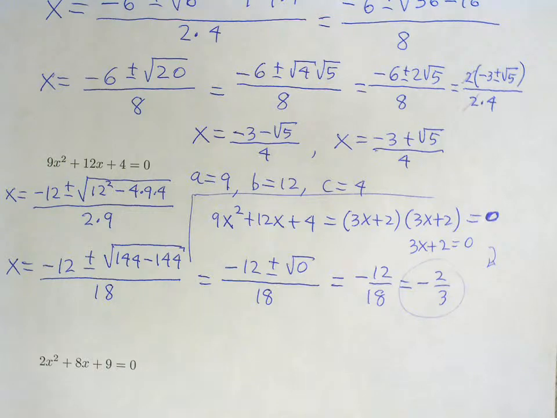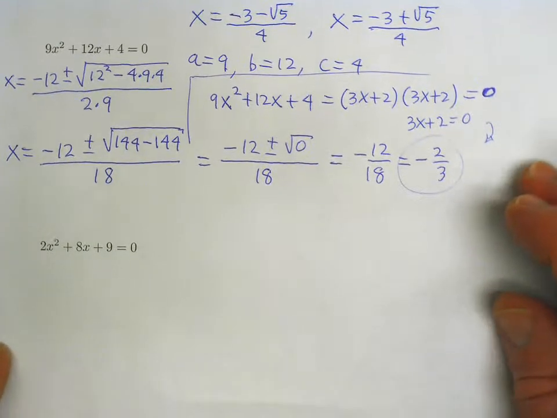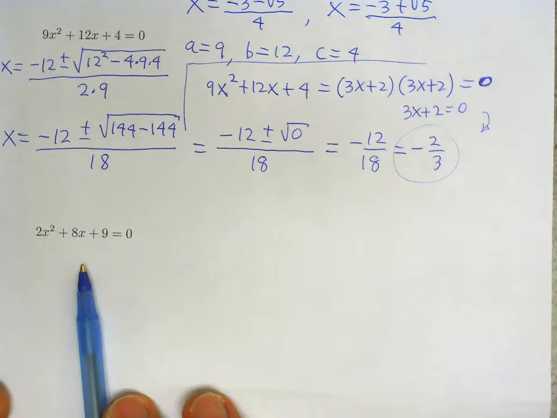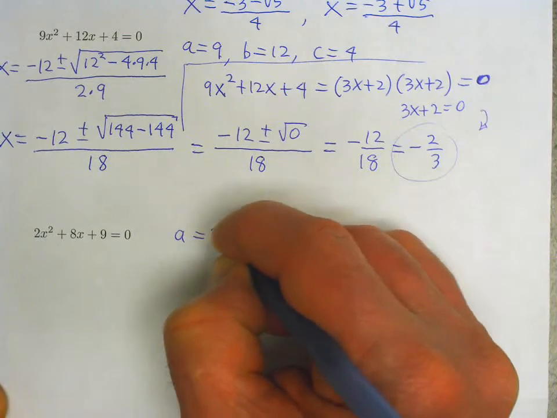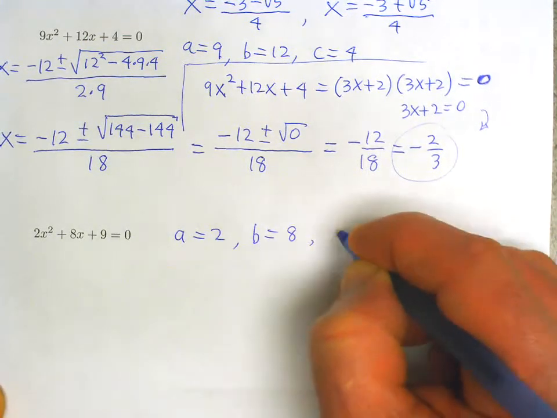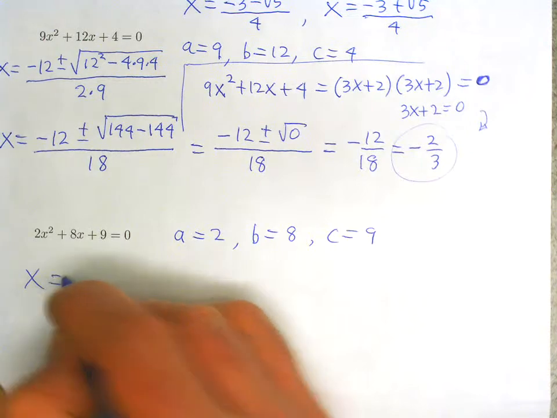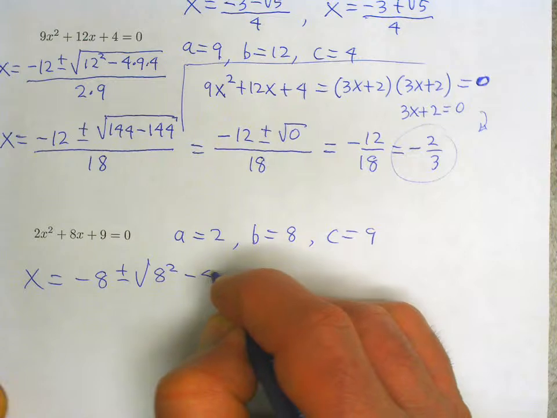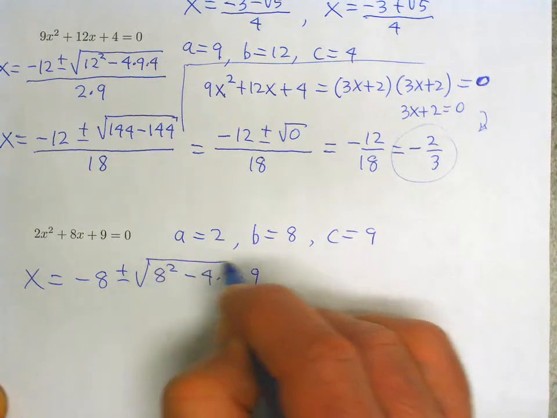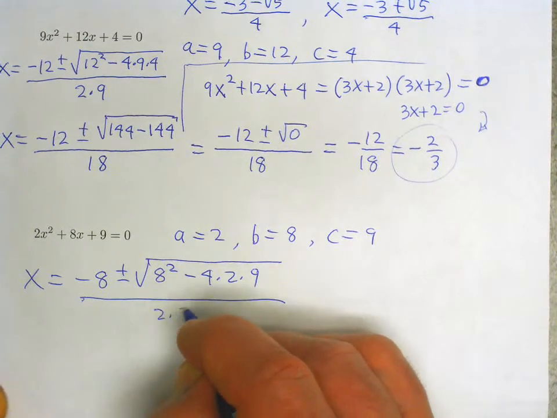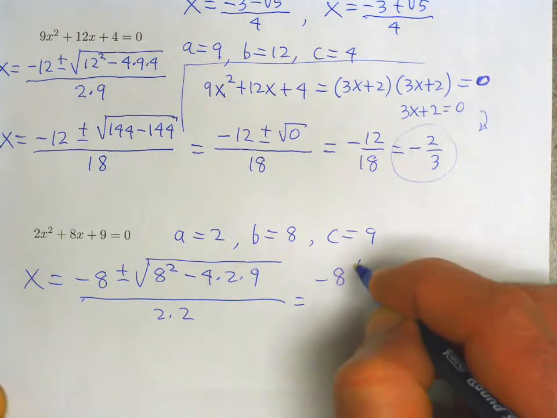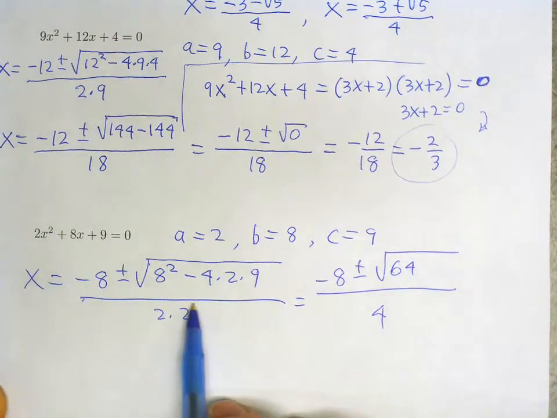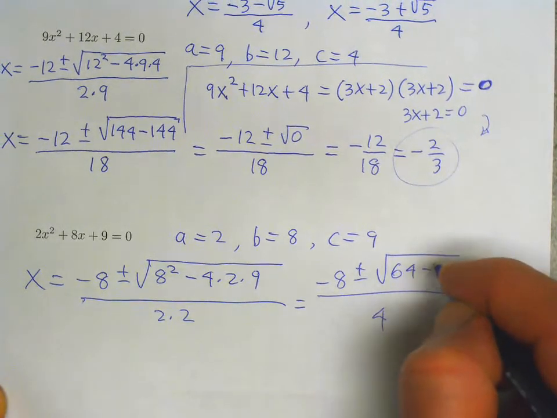Okay, so we're down to just a few seconds. So we can probably solve this in 20 seconds. On this one, a is 2, b is 8, c is 9. So x equals negative 8 plus and minus the square root of 8 to the second minus 4 times 2 times 9, all divided by 2 times 2, and then negative 8 plus and minus the square root of 64 minus 8 times 9, or minus 72.